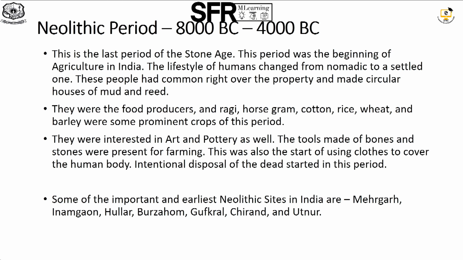They were also food producers, growing ragi, horse gram, cotton, rice, wheat and barley, which were some of the prominent crops of this period. They were also interested in art and pottery. The tools made of bones and stones were used for farming, and this was also the start of using cloth to cover the human body. And intentional disposal of the dead started in this period.